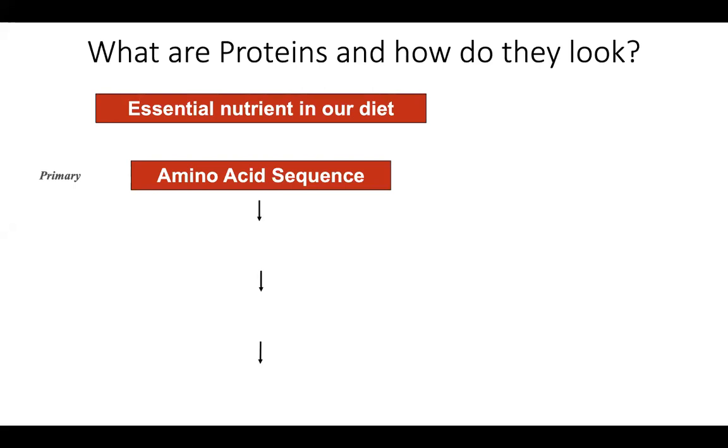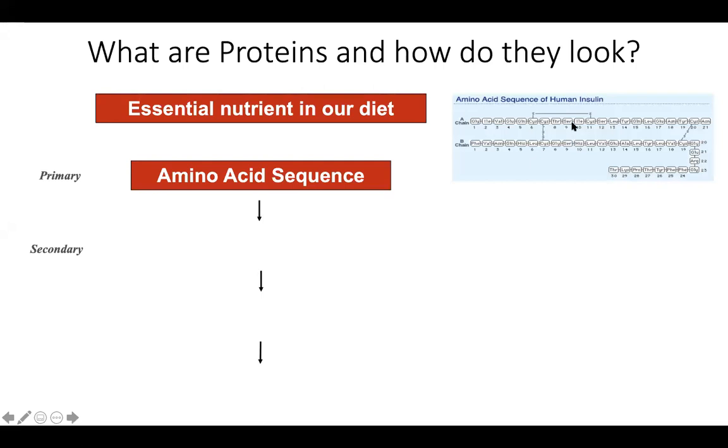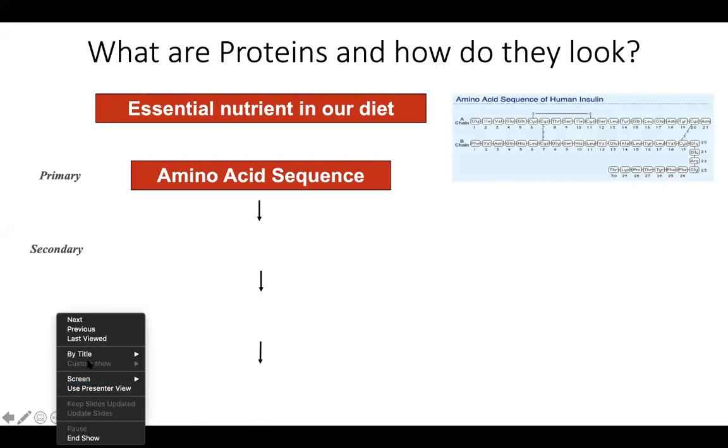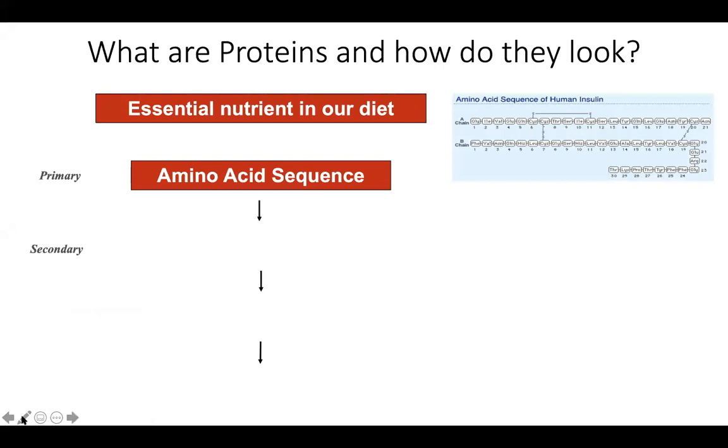Now, if you look more closely, you will see that protein is made up of a sequence of amino acids, which is something like this. So, if you check, this is the primary sequence of a protein. It just contains a series of amino acids.